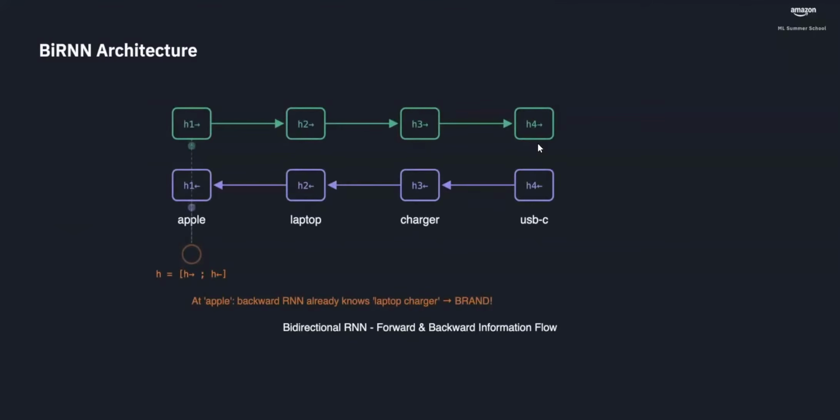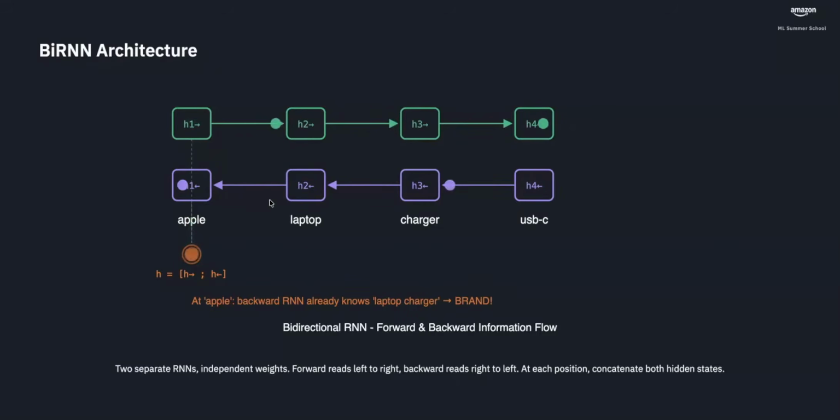So here is the solution. Watch the animation carefully. You can see two rows of cells, where the top row has green dots flowing from left to right. That is the forward RNN reading Apple, then laptop, then charger in order. By the time it reaches charger, it has seen everything that came before it in the sequence. The bottom row has purple dots flowing right to left. This is the backward RNN. It reads charger first, then laptop, then Apple. So by the time it processes Apple, it has already seen everything that comes after it.